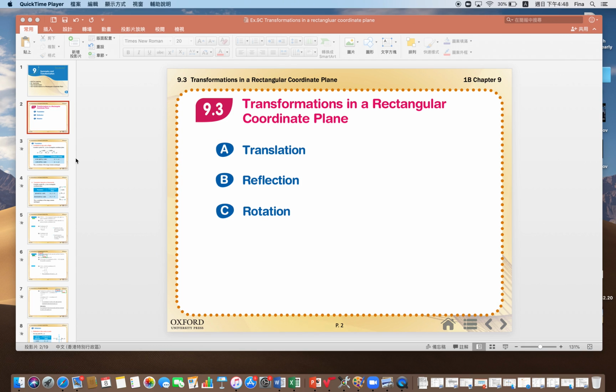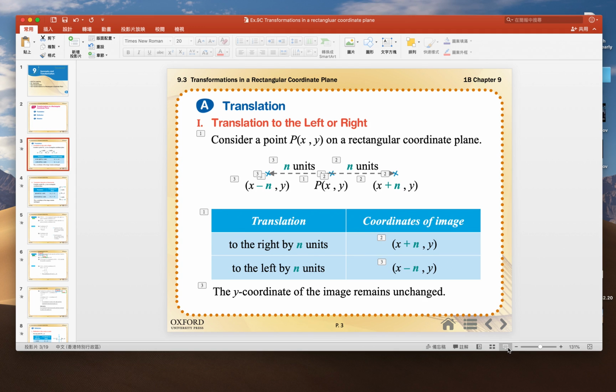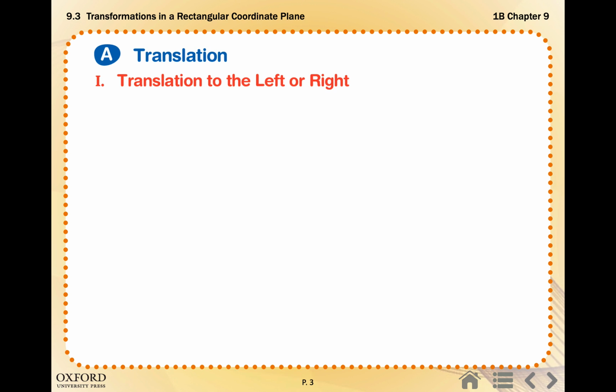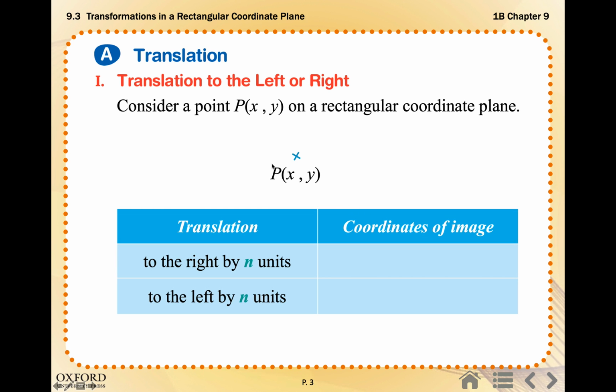Then we just go to the first part. The first part is about the translation. So how to consider the coordinates after the translation? First of all, we need to consider the translation to the left or right. For example, when we consider a point, let's say point P (x, y). This is the coordinates of point P in the rectangular coordinate plane.